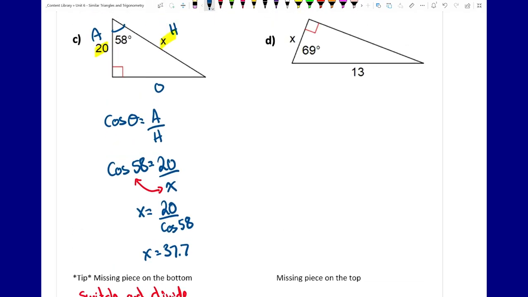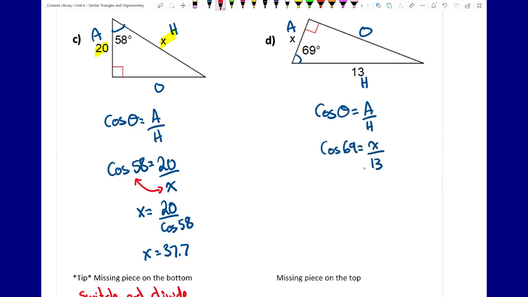For D, again, label our sides. So we have our opposite, adjacent, hypotenuse. If you're struggling with labeling the sides, I would suggest label the hypotenuse first. That one is always going to be across from 90 degrees. Label your opposite because that will be across from your reference angle. And then your last side has to be adjacent. So if you go through those steps, that should simplify it a bit for you. So cosine theta equals A over H. That's our ratio. Cosine of 69 is equal to x over 13.